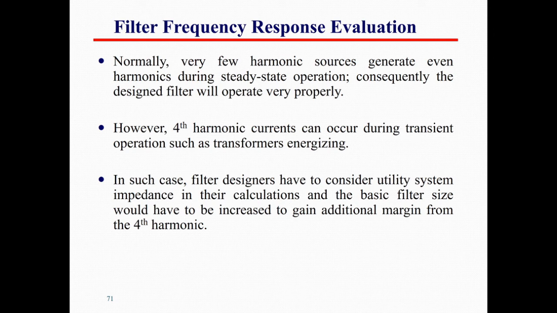Normally very few harmonic sources generate even harmonics during steady state operation. Consequently the designed filter will operate very properly. However, fourth harmonic current can occur during transient operations such as transformer energization. In such a case, the filter design has to consider the utility resistance and impedance in the calculation, and the basic filter size would have to be increased to gain additional margin from the fourth harmonic.